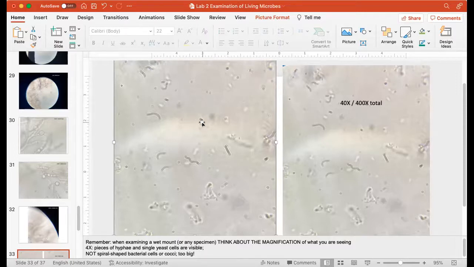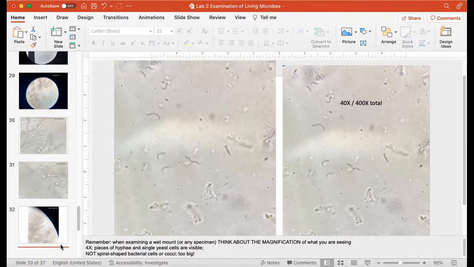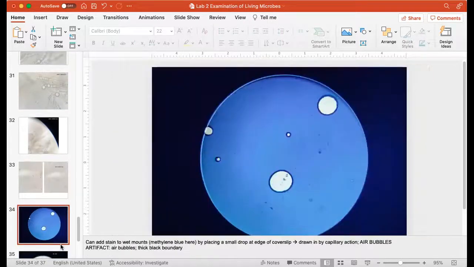Again, we're under 40x. Bacteria would just be visible as little pinpoints under the 40x lens. This is a yeast cell right here. Here's another yeast cell. Here's a piece of the mold. Here's a piece of the mold. Think about your magnification. Think about your magnification before you decide what you're looking at.